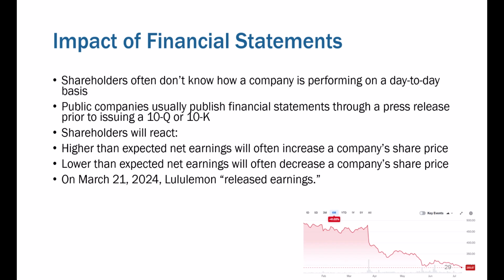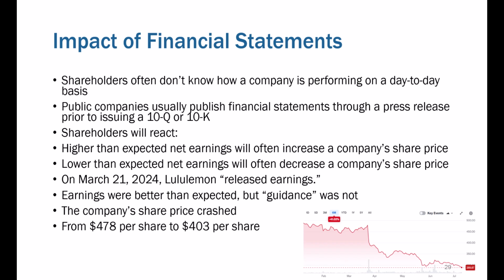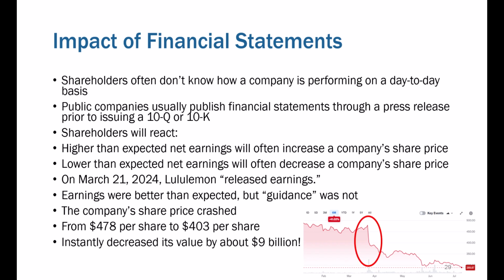On March 21st, 2024, Lulu released earnings, and the earnings were actually better than expected, but they also gave some commentary that the future was not going to be as good as people were expecting. It wasn't like it was going to be bad, but just not quite as good as expectation. So the stock price crashed. $478 per share. Then earnings came out, crashed down to $403 per share. Instantly decreased the value of Lululemon by about $9 billion when the accounting information was released. That's the big dip right there.